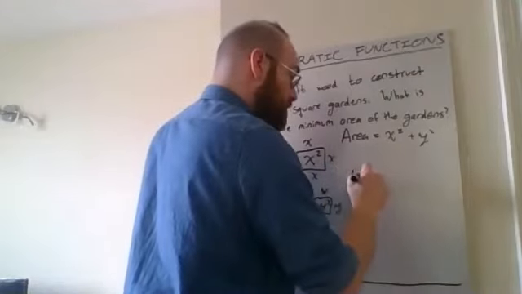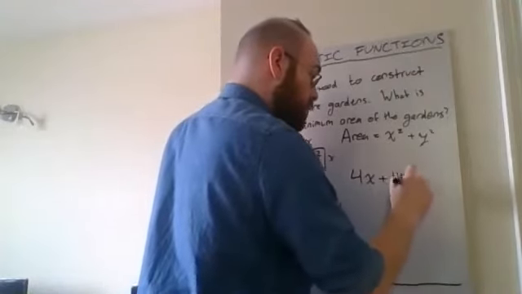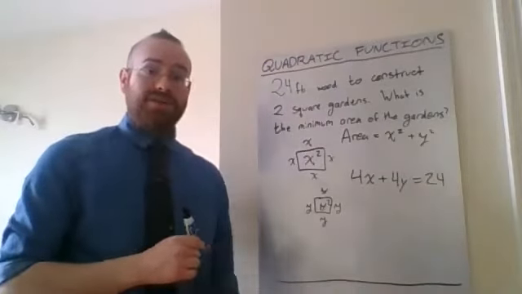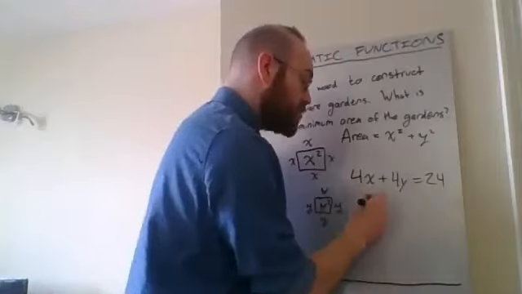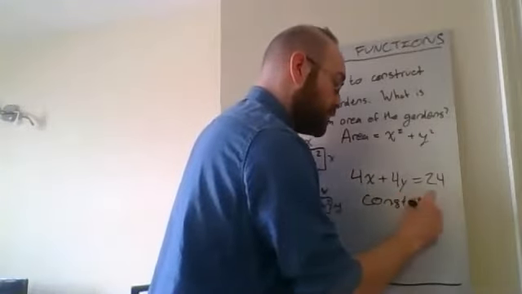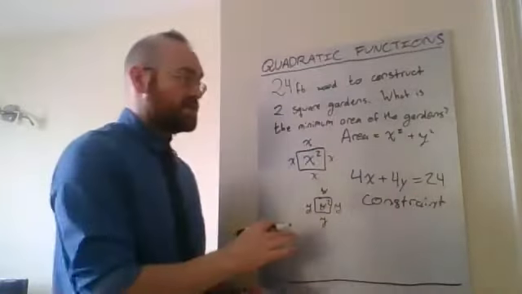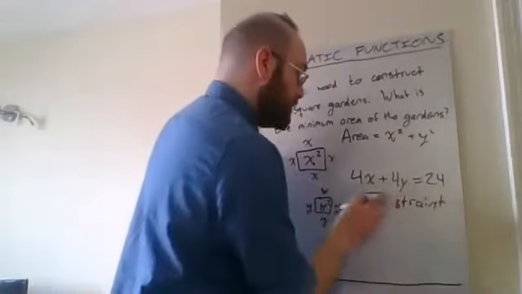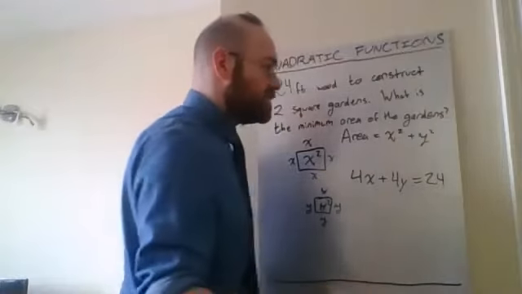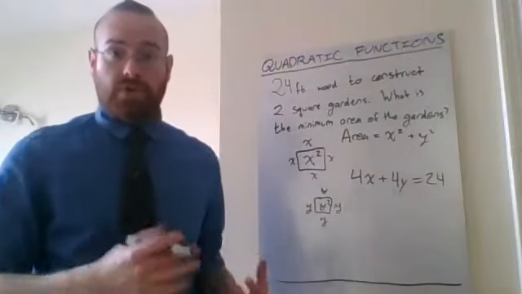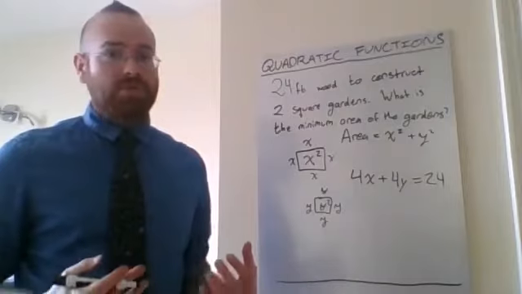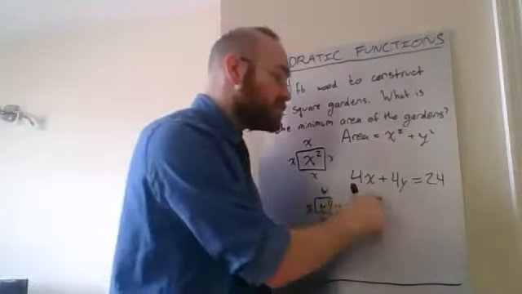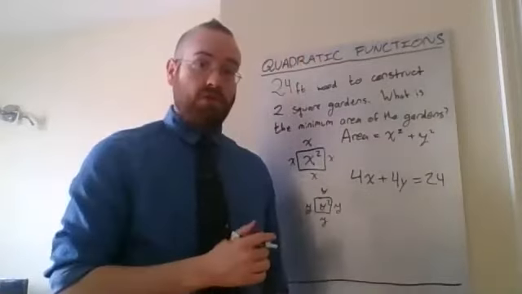So 4x plus 4y is equal to 24. In a calculus class, we would call this the constraint equation because it constrains what the area is possible. Now, I want to try to get rid of either the x or the y, because if I have both of them, it's going to be really hard to solve that equation. But I can solve the constraint equation for y.